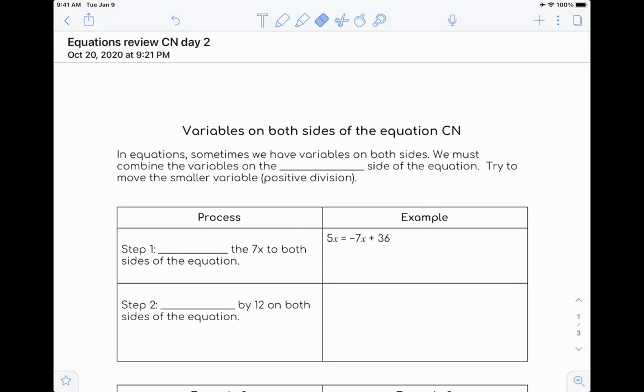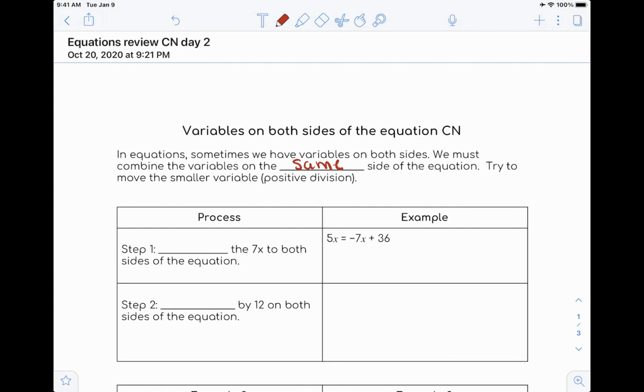Today we are looking at solving equations with the variables on both sides. So in equations, sometimes we have the variables on both sides and we need to combine the variables on the same side of the equation. So you should always try to do that by moving the smaller variable. And that is because it will typically keep the numbers positive for the coefficient and you don't have to worry so much about the sign of the answer.